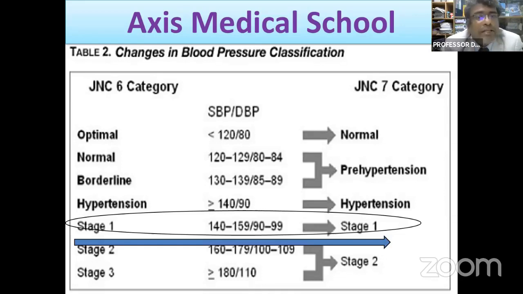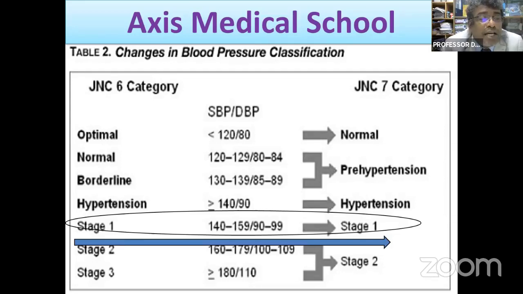In JNC 7, this optimal is now called normal. And in JNC 6, the 120 to 129 systolic and 80 to 84 millimeter mercury was said to be normal, but normal is now below that according to the JNC 7 level. There was borderline hypertension around 130 to 139 and 85 to 89.